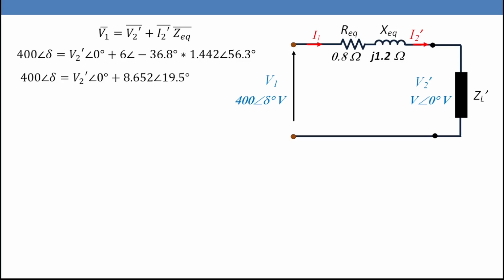degrees. Let us rearrange this equation. So 400 angle delta equals V2 dash angle 0 plus 8.652 angle 19.5. So we have two unknowns in this equation, delta and V2 dash. So how do we solve this equation?